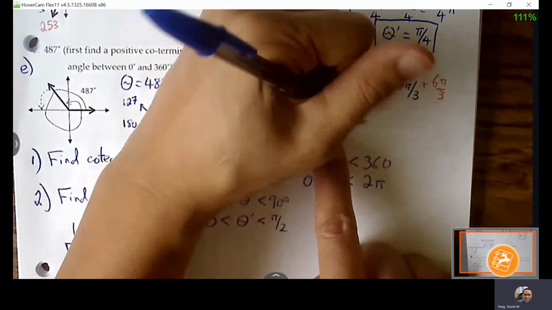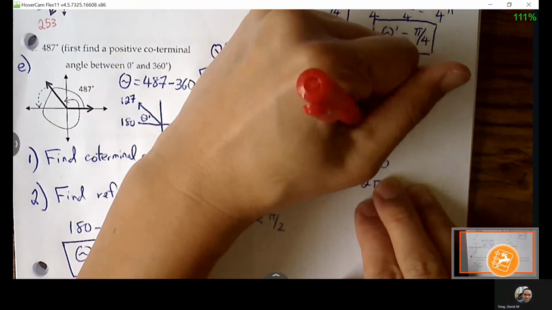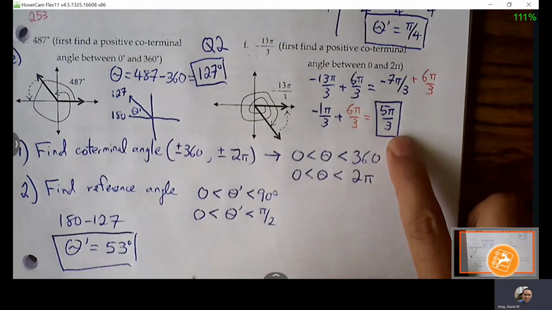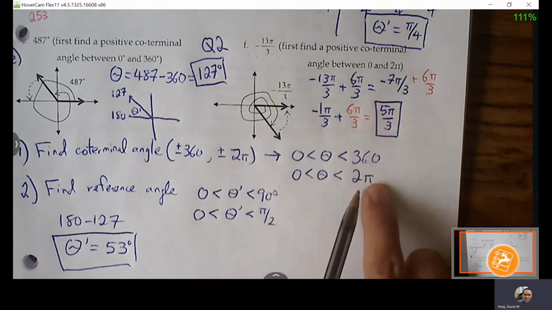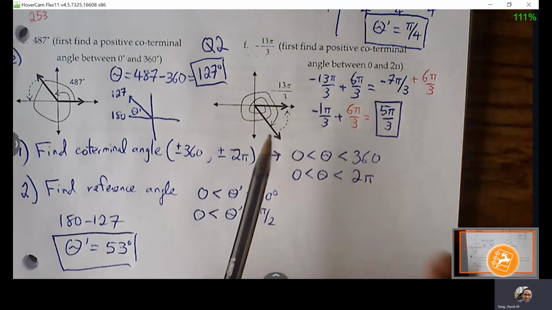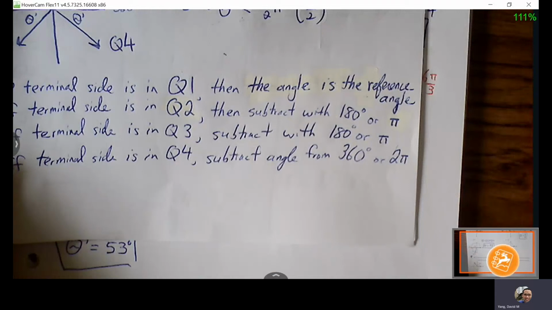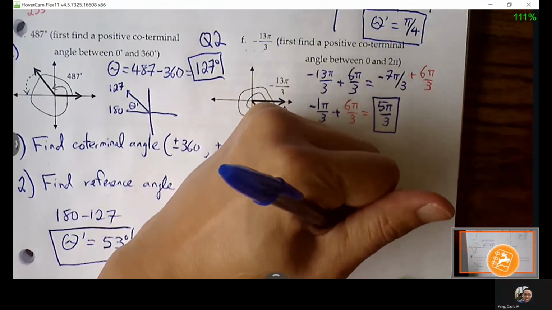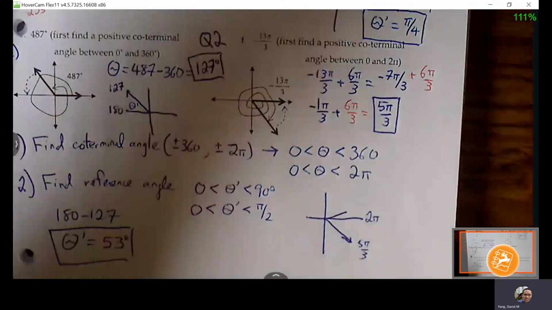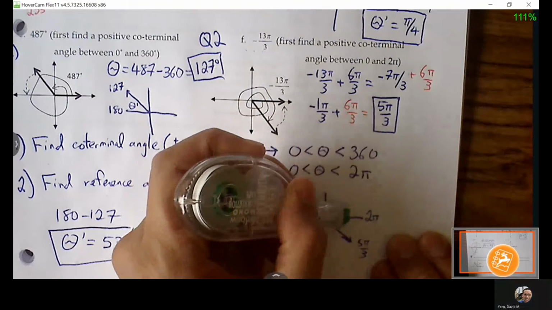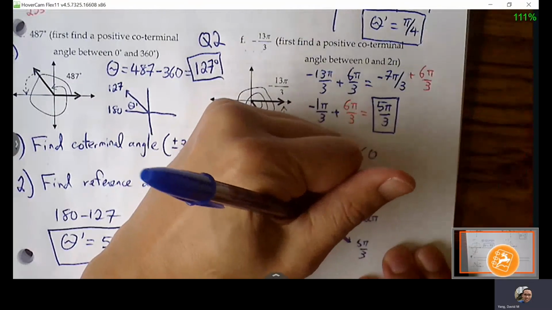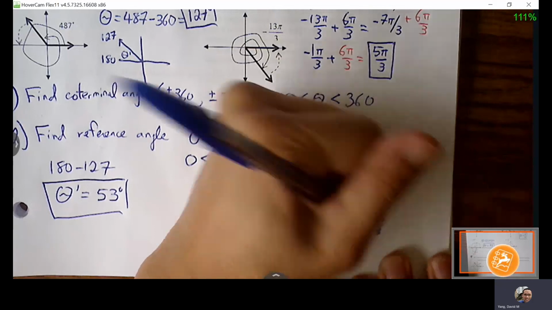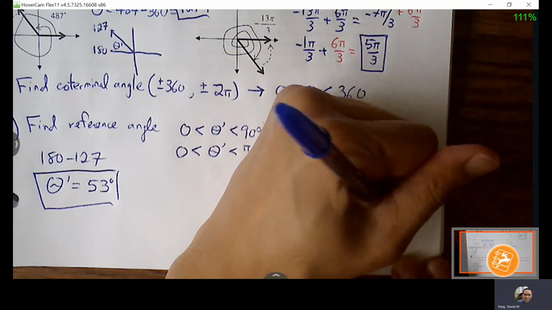I get negative 1 pi over 3. Not quite there yet. Okay, this I recognize more, 5 pi over 3. Okay, so 5 pi over 3 is safely between 0 and 2 pi. It's close to 2 pi, but it's a little bit smaller, so it's in the fourth quadrant. So if it's in the fourth quadrant, I'm going to subtract from 2 pi to get that reference angle. So my reference angle is just going to be 2 pi minus 5 pi over 3. Same thing as 6 over 3 minus 5 over 3, which is 1 over 3, pi over 3.